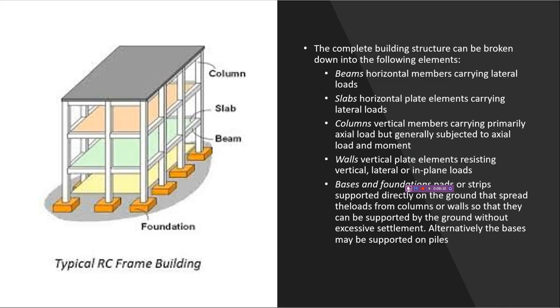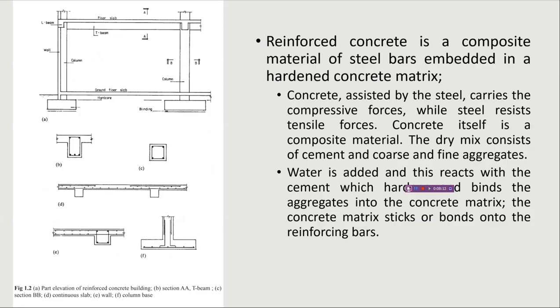Alright. So next here, reinforced concrete is a composite material of steel embedded in hardened concrete matrix. Okay, so nama dia pun dah reinforced concrete. So it is a combination of two materials. Composite lah sebab dia ada combination, which are steel bar and also concrete. Okay, so concrete assisted by steel carries the compressive force while steel resists tensile forces. So concrete is highly recommended to resist compressive force.